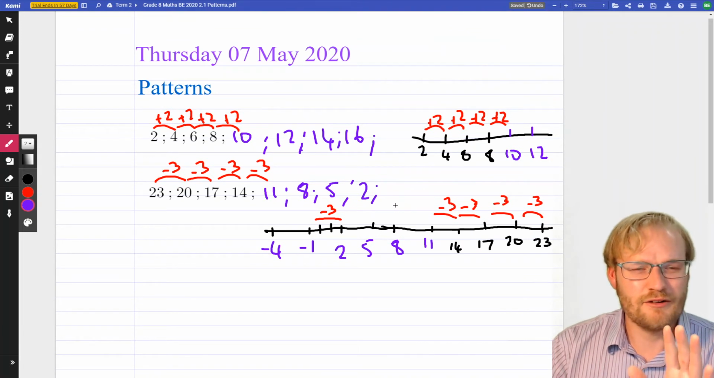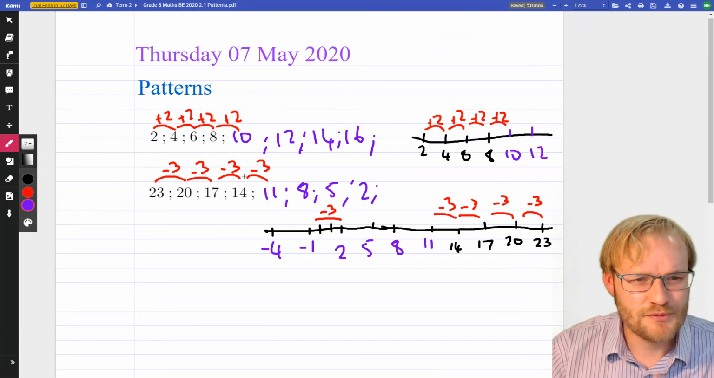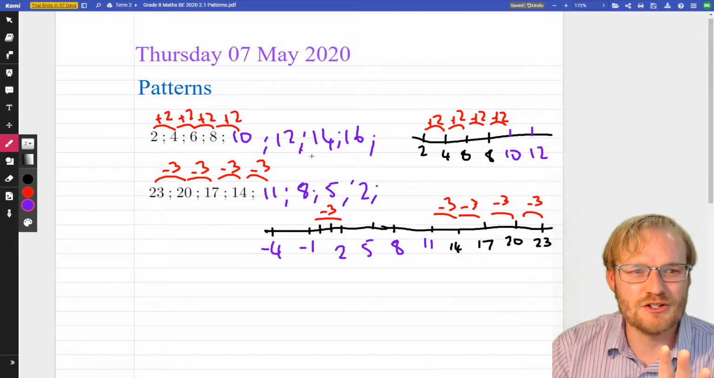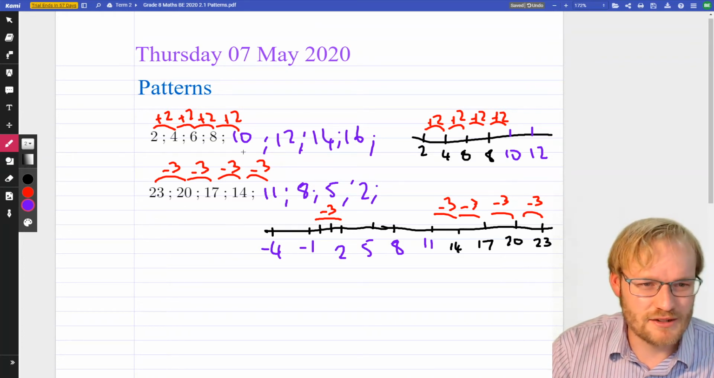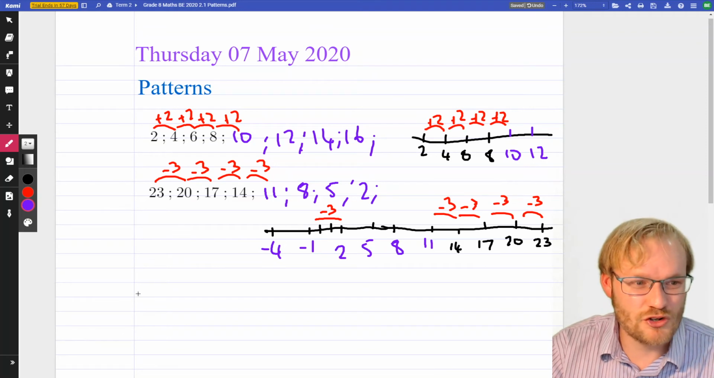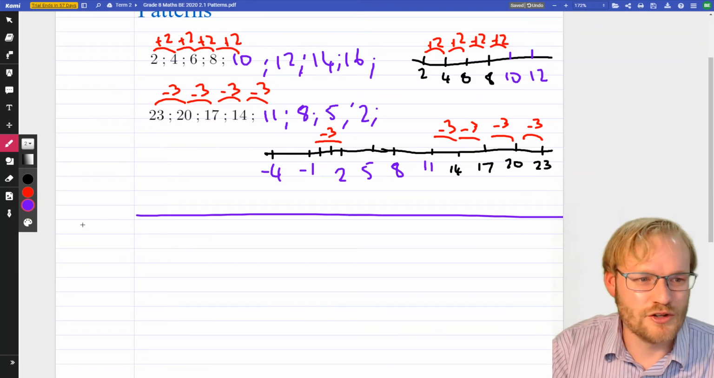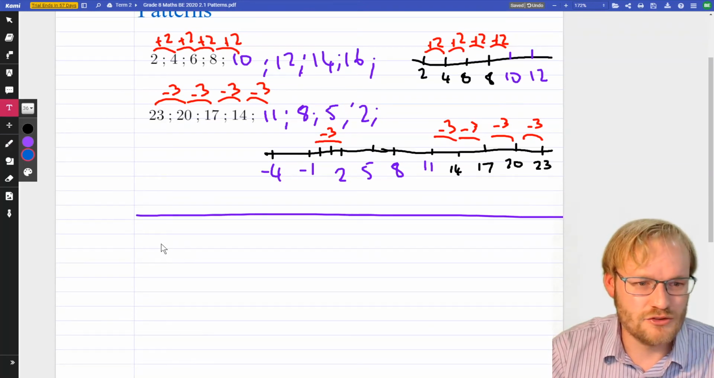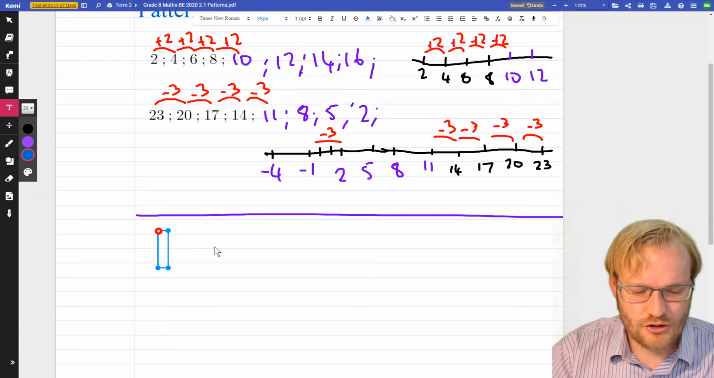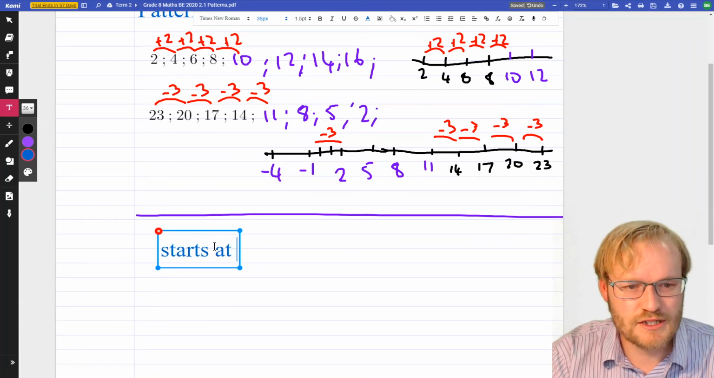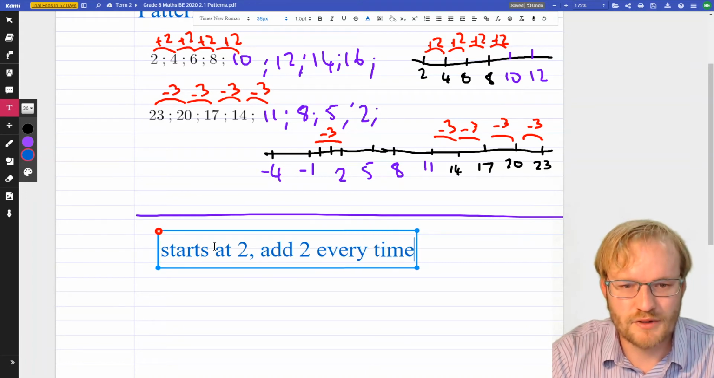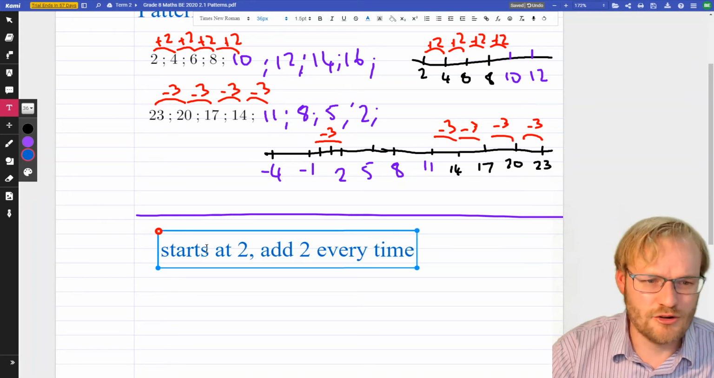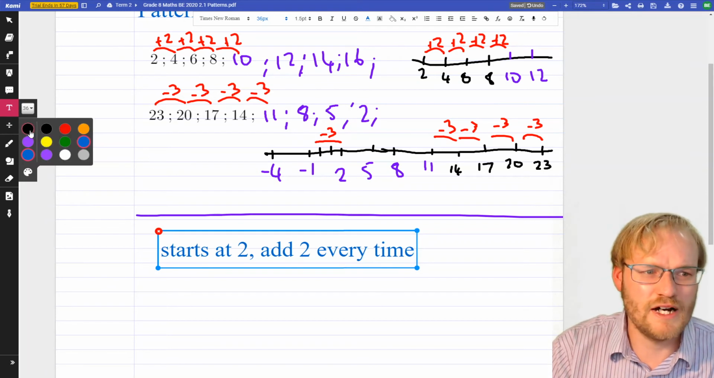Now, as our final thing for today, we're just going to say, what happens if I describe the pattern to you and you had to work it out? So we're going to use these same starting patterns, these ones here, but I'm going to describe them this time. So I'm going to say, you're given a pattern and we're told that it starts at 2 and you must add 2 every time. So how do you work out what the first 5 terms are?